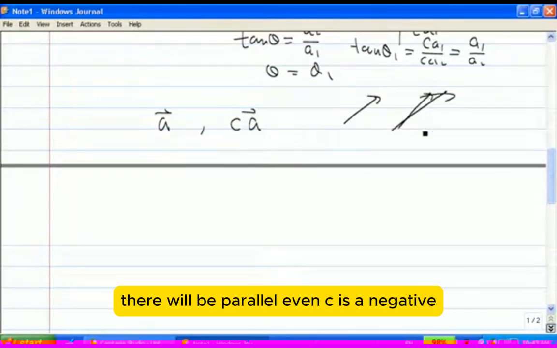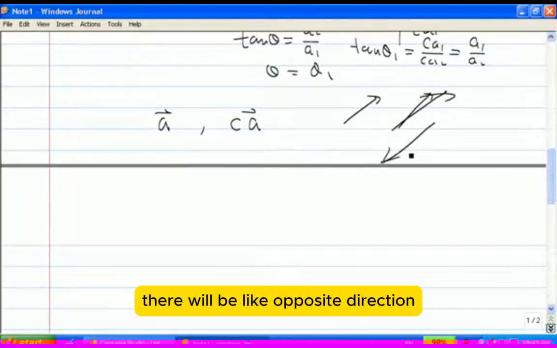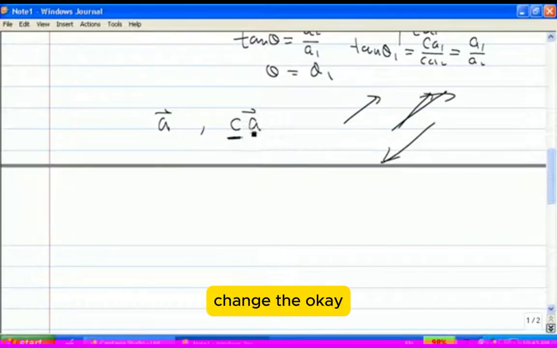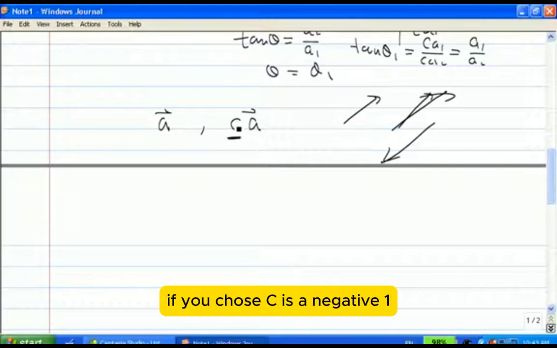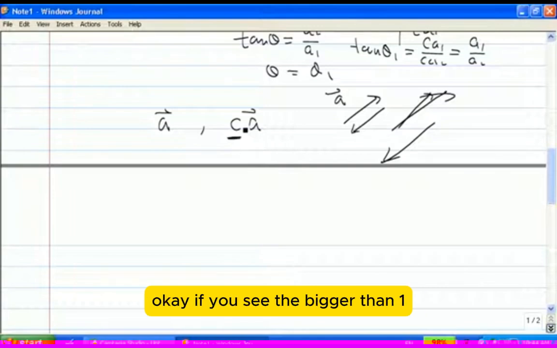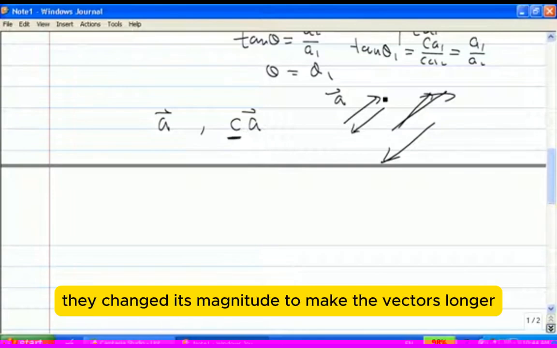If C is negative, they will be in opposite directions, but it's still going to be parallel. In other words, if you choose C as negative 1, if this is A, then this will be negative A. If C is bigger than 1, it changes the magnitude to make the vector longer.